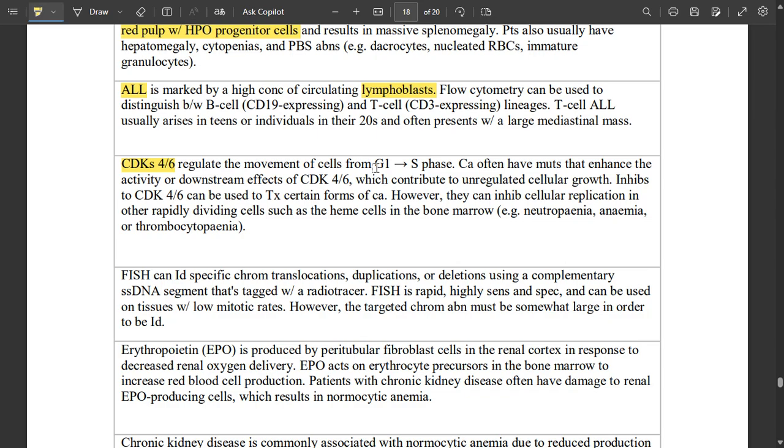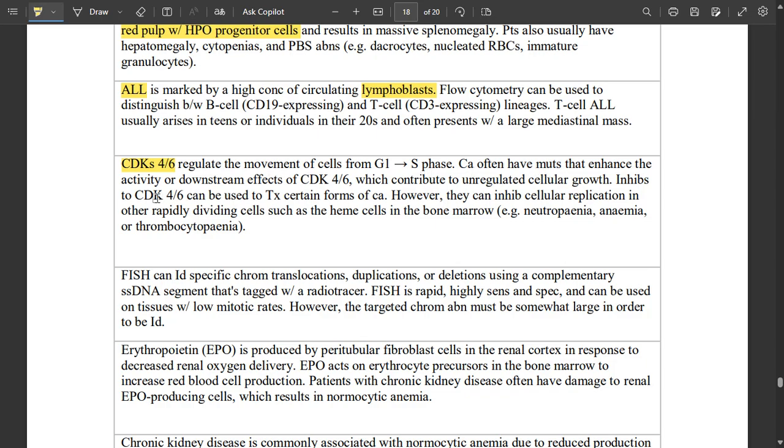Cancers have to undergo several multiplications, and therefore have to undergo more cell cycle steps. So the G1 checkpoint is bypassed by stimulating more CDK. CDK4/6 regulates the movement of cells from G1 to S phase. Cancers most often have mutations that enhance the activity or downstream effects of CDK4/6, which contribute to unregulated cellular growth.